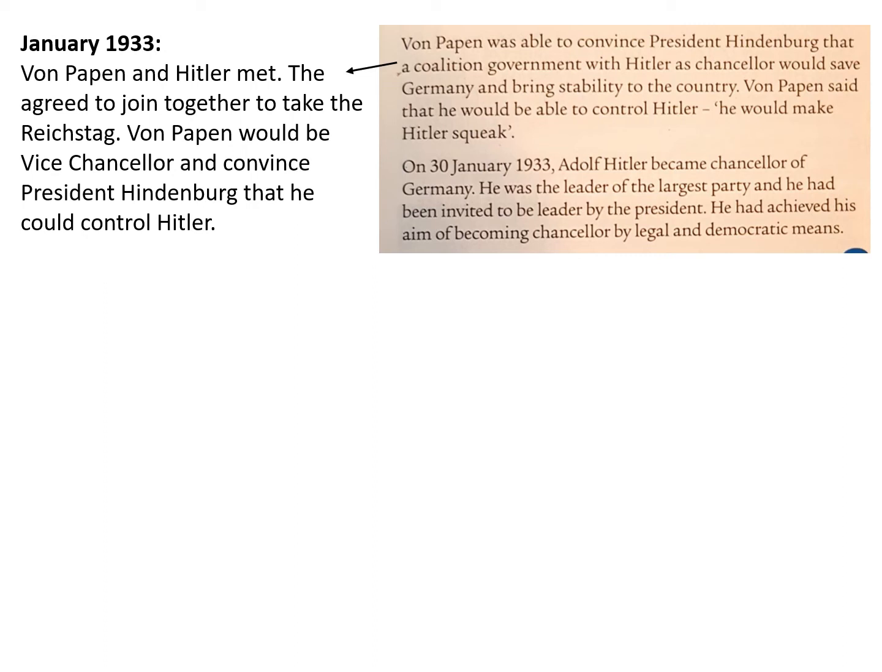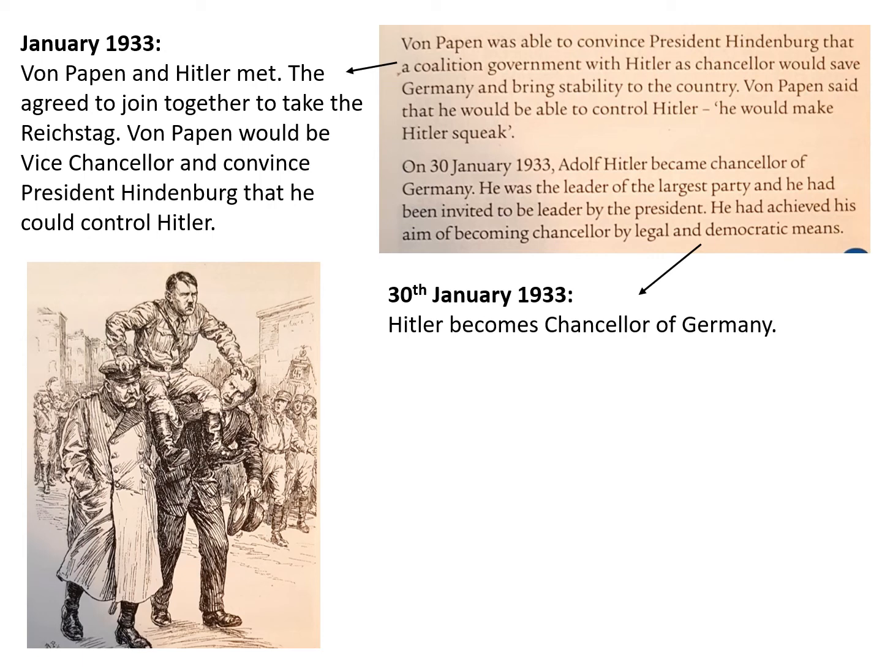He was leader of the largest party and he had been invited to be leader by the president himself. Therefore, he had achieved his aim of becoming Chancellor by totally legal and democratic means. He had been voted in to be the largest party, and then he had been chosen by the president, so it was all completely legal and through votes. So nobody could say that Hitler became the leader of Germany through illegal means. So if he wants to take power for himself now, he can, because there is nobody else to blame but the people that voted for him, even though technically he tricked them into doing it.